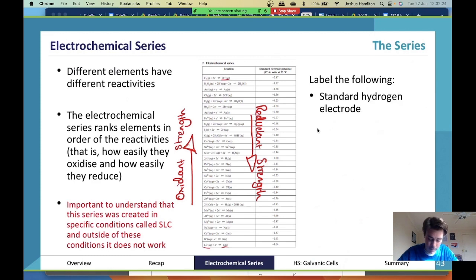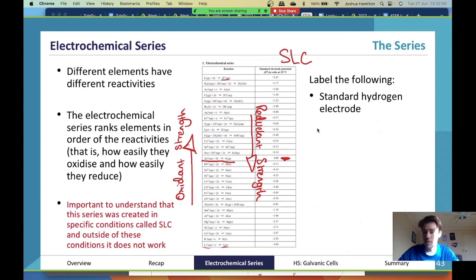There are other things on this I really want you to label. The other things that I think are really key for us to label here today are our standard hydrogen electrode. Standard hydrogen electrode falls at 0. Just for context, this whole electrochemical series was made under SLC conditions, which we'll discuss in a second, and it was all made based on standardizing from here.